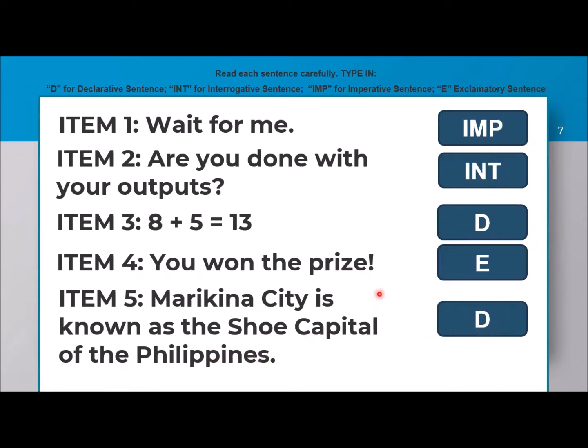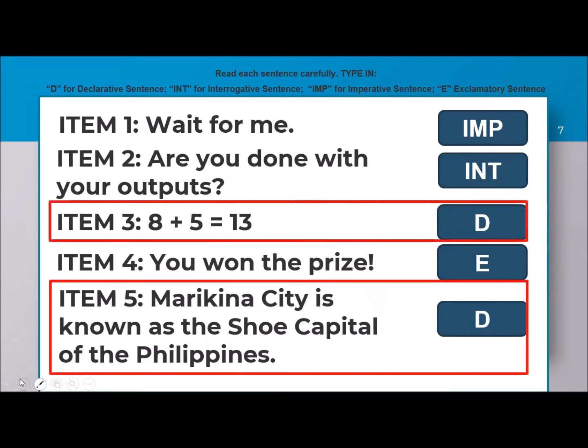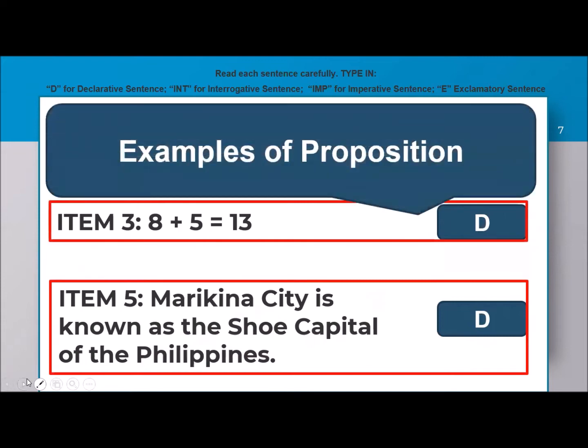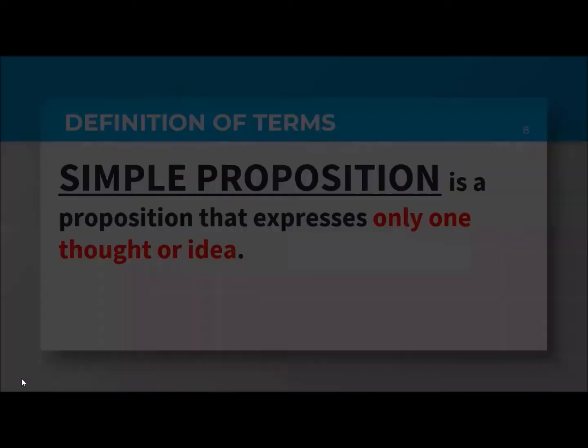So, like the definition earlier, only declarative sentences are examples of propositions. And as you can notice, these items are both true. Okay, so that is the proposition.